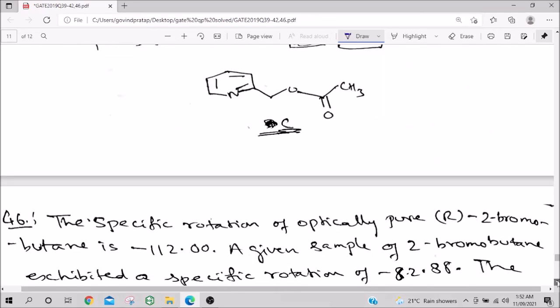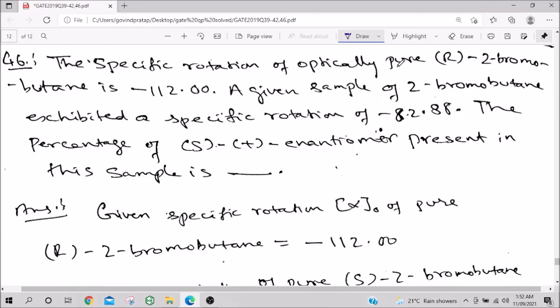Moving on. The last question. The specific rotation of optically pure R-2-bromobutane is minus 112. So here R was levorotatory. That means S is dextrorotatory. So now if R is having rotation of minus 112, that means S will have plus 112. You can think levorotatory 2-bromobutane, L-2-bromobutane, is minus 112. So D, dextrorotatory, will have plus 112. They are exactly equal and opposite.